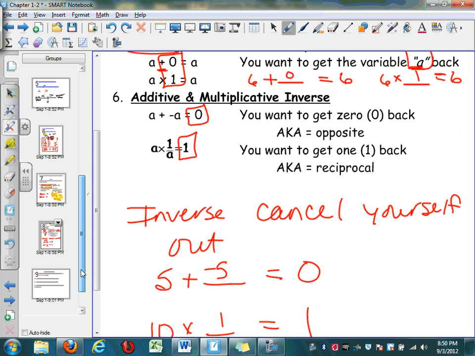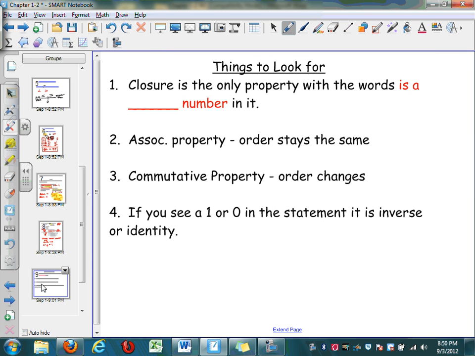Now, your homework tonight is basically going to be trying to identify these properties and figuring out where they're at. Now, things to look for. The closure property says it is a real number. It says it right there. It can be a real number, it can be an integer, it can be a natural number. It's telling you it is a real number. The associative property, the order stays. Parentheses move.